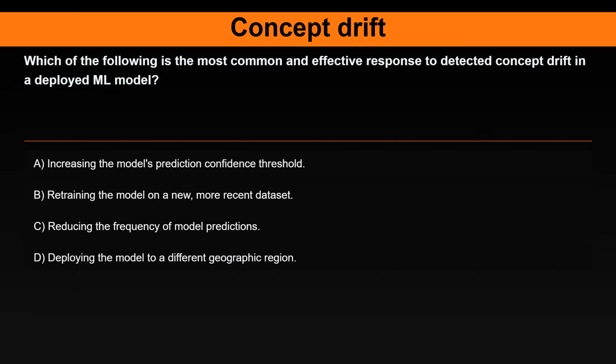Question 24. Which of the following is the most common and effective response to detected concept drift in a deployed ML model? Option A, increasing the model's prediction confidence threshold. Option B, retraining the model on a new, more recent dataset. Option C, reducing the frequency of model predictions. Option D, deploying the model to a different geographic region.